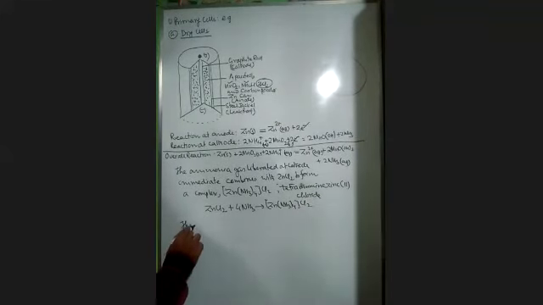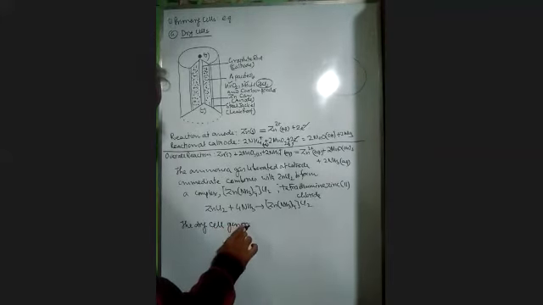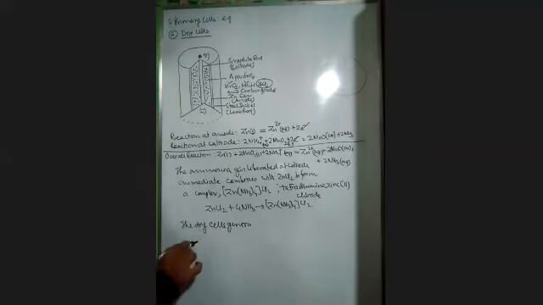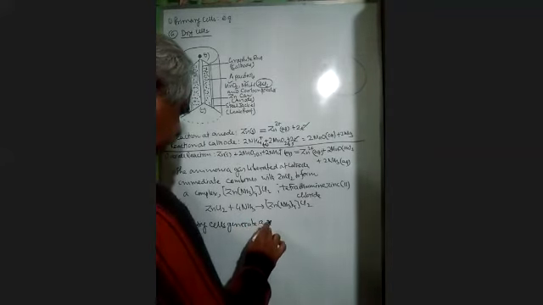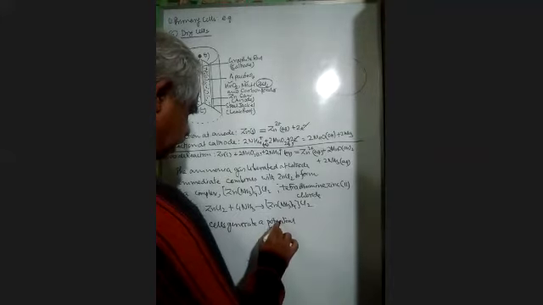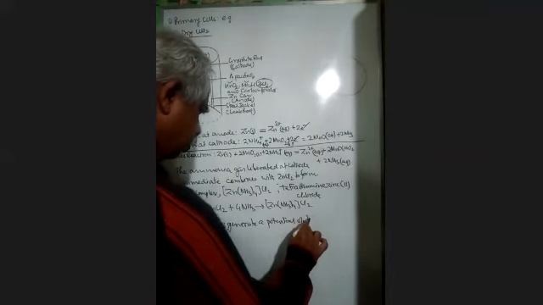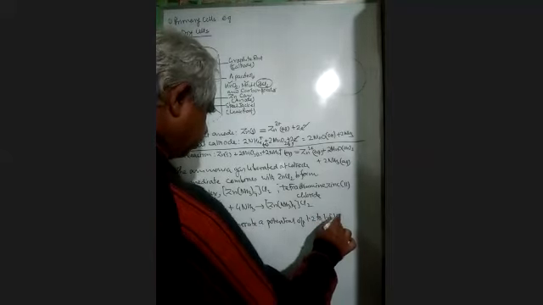The dry cell cells generate a potential of 1.2 to 1.5 volt. The cell reaction takes a lot of time to discuss.